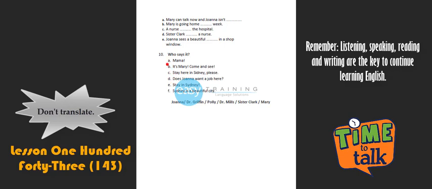And activity 10 and last is about who says these words. For example, who says mama? Does Joanna say mama? Does Dr. Griffin say mama? Who says, it's Mary, come and see? Who says, stay here in Sydney, please? Who says, does Joanna want a job here? Who says, stay in Sydney? And who says, Sydney is a beautiful city? That's it.